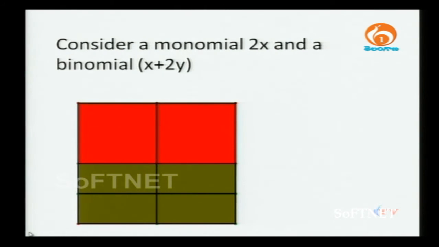Like that, when we consider the rectangle, its length is x and breadth is y. So, its area is xy. How many such rectangles are formed? 4. So, its total area is 4xy. So, 2x into x plus 2y is equal to 2x square plus 4xy.